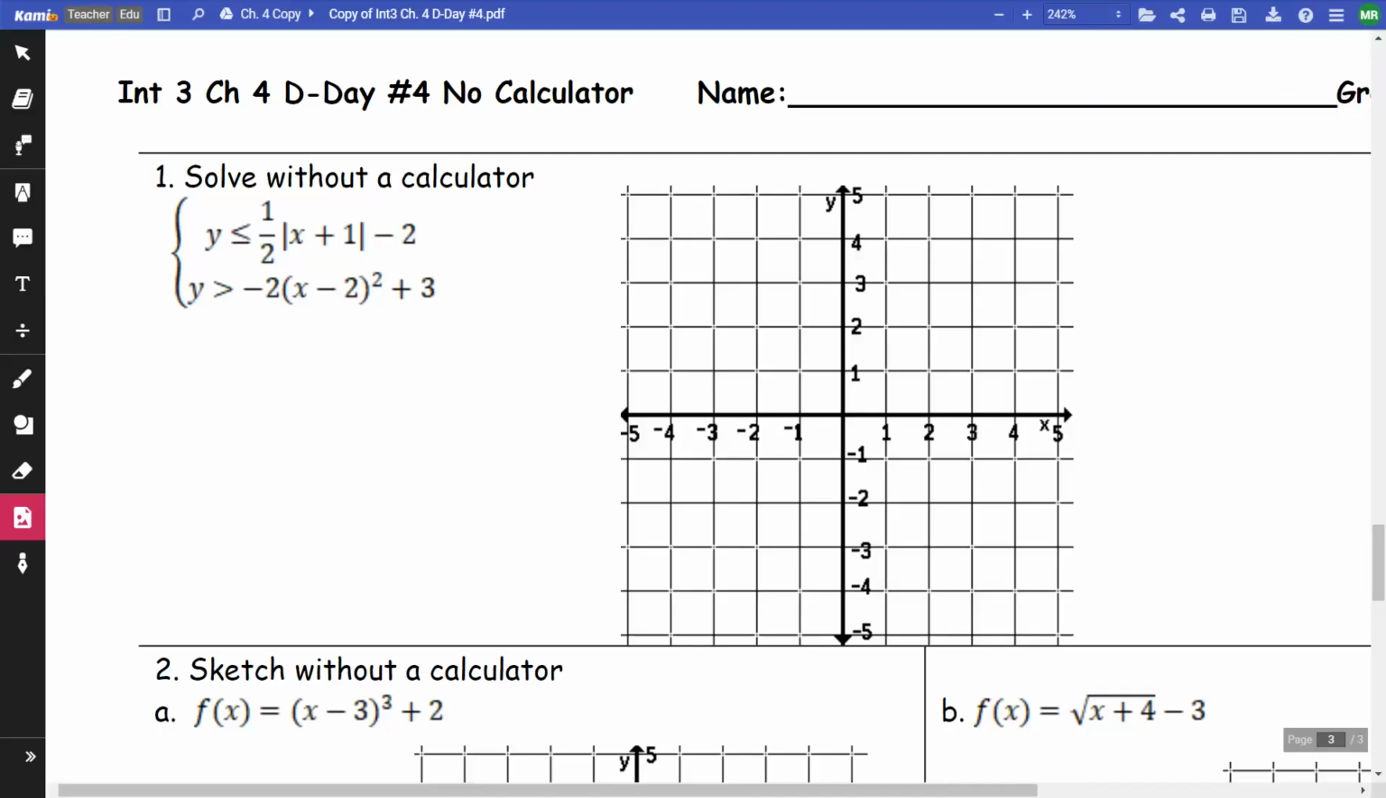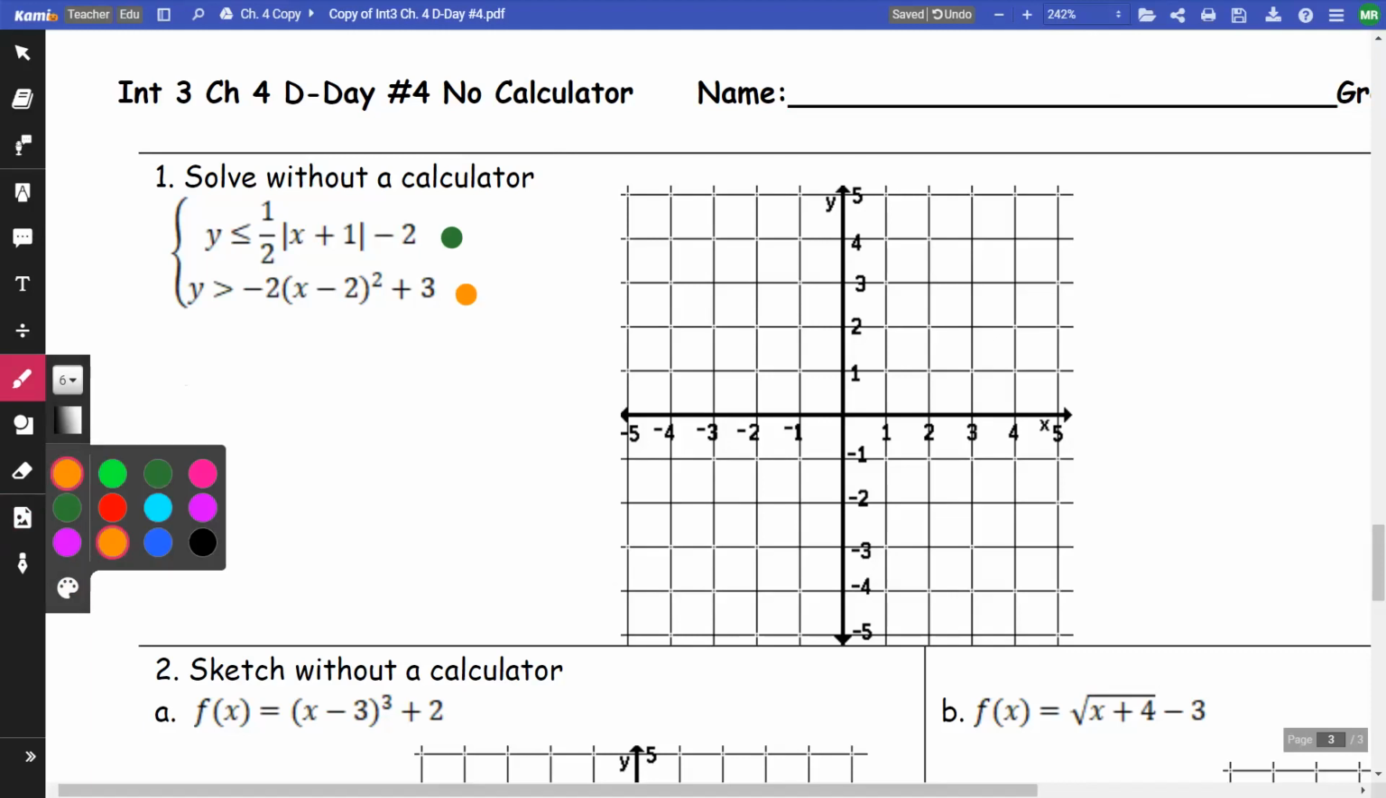So this is the second part of chapter 4, D-Day number 4. This is the part that's no calculator. On this one, we are going to be graphing an absolute value and a parabola. So for the absolute value, I'll do that one in green, and I'll do the other one, let's say in orange, okay?